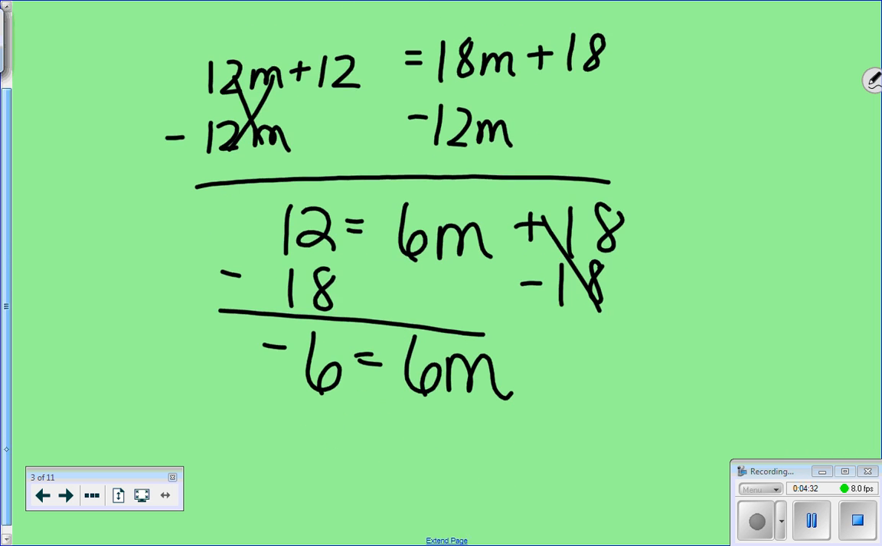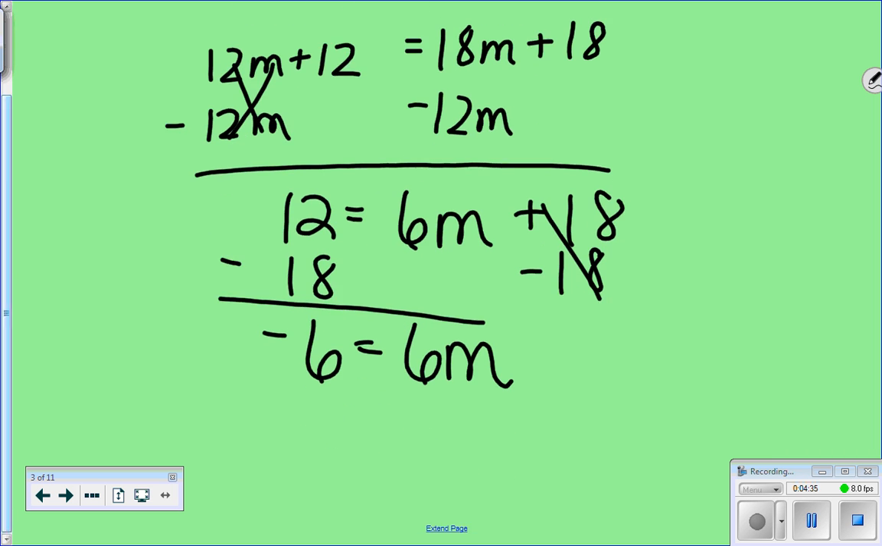And then some of you might say, well, I don't get it. I don't know what to do next. I don't remember what to divide by. But what do we always need by itself? We always need the m by itself, right? So what do I have to divide by? 6. If you never know what to do, always think to yourself, what do I need by itself?